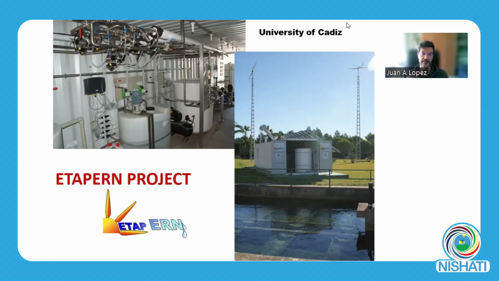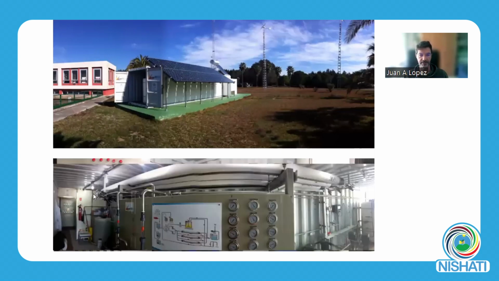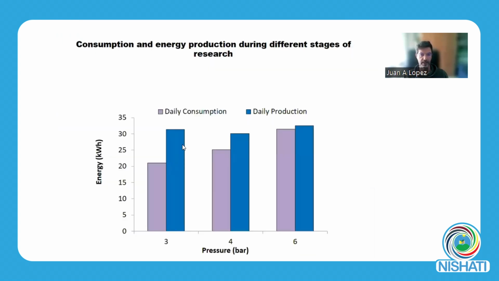In the Bay of Cadiz, about 400,000 people are drinking this water every day. So you can see the windmills. You can see the photovoltaic field, and this is all the energy control systems, with the computer and electrical wardrobe, and these were the pressure vessels and the membranes inside. And this is the daily energy production, and this was the consumption according to the pressure.